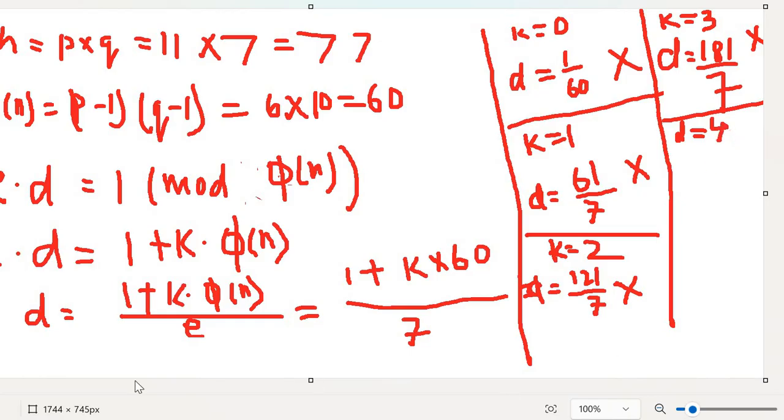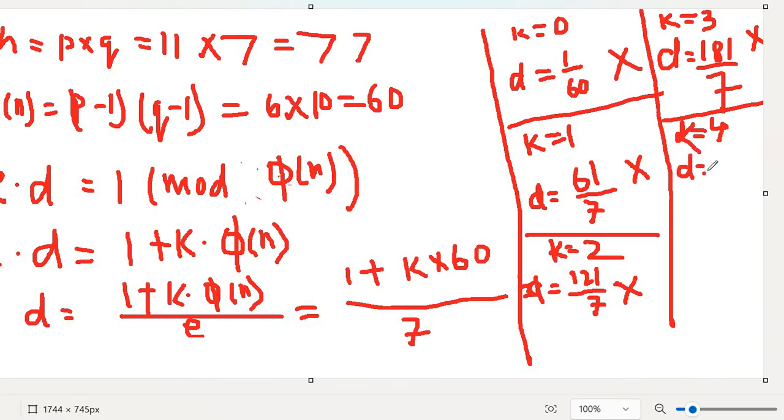So for d is equal to 4, let me do it. 60 into 4 is 240, 240 plus 1 means 241 by 7. If you divide 241 by 7, 7 threes are 21, then 31, 7 fours are 28, again 3 is the remainder. So this will also not be an integer.